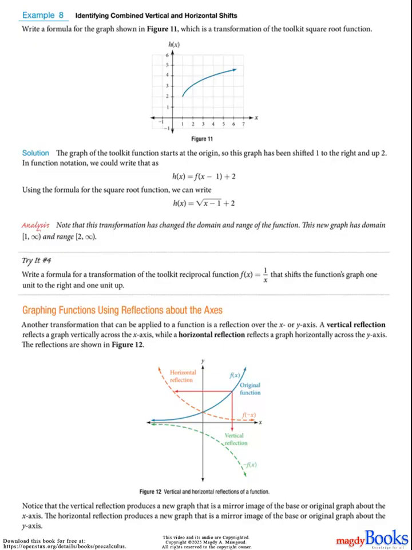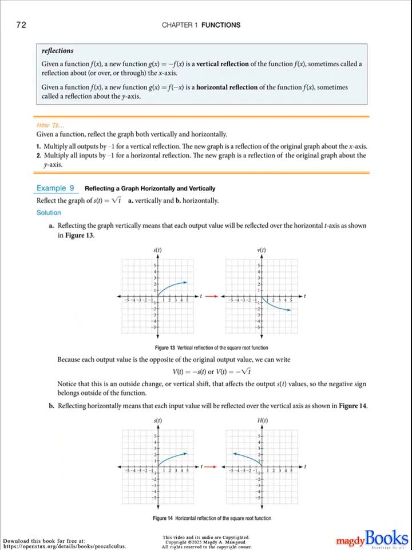Figure 12. f(x) is the original function. f(-x) is the horizontal reflection. -f(x) is the vertical reflection. Figure 12. Vertical and horizontal reflections of a function. Notice that the vertical reflection produces a new graph that is a mirror image of the base or original graph about the x-axis. The horizontal reflection produces a new graph that is a mirror image of the base or original graph about the y-axis.